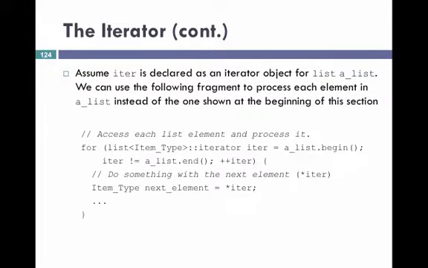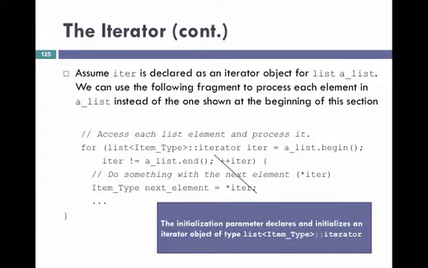Assume that iter is declared as an iterator object for a list, and we can use the following fragment to process every element of the list instead of the one that was shown at the beginning of the section. I believe this one looked at the pointers directly. So here in this for loop, the first initialization parameter declares iter to be of type iterator. In fact, it's a list item type iterator. So this is an iterator over this template class list.